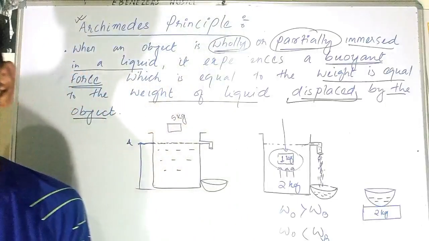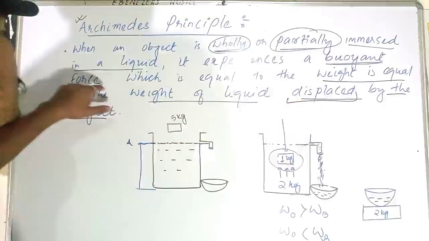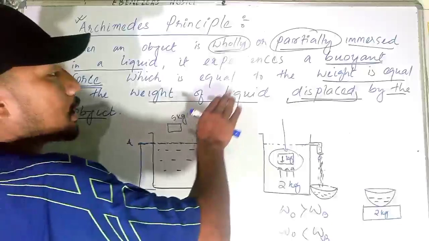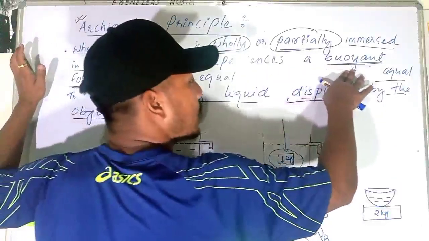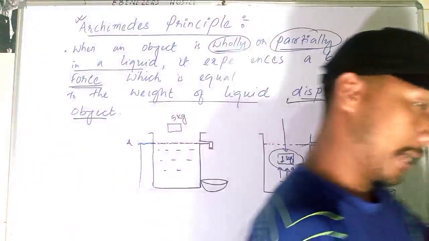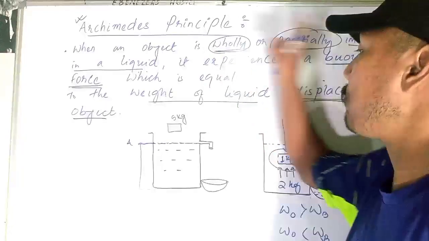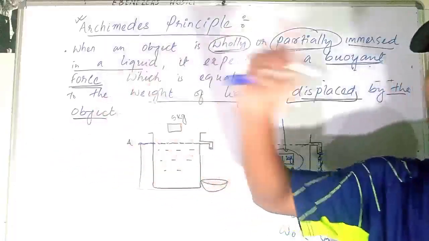The Archimedes principle says that when a body or an object is immersed fully or partially in a liquid, it experiences an upward force, which you call the buoyant force, that is equal to the weight of the fluid displaced. I rewrite this again: it experiences a buoyant force which is equal to the weight of the liquid displaced by the object. That is what the Archimedes principle said.